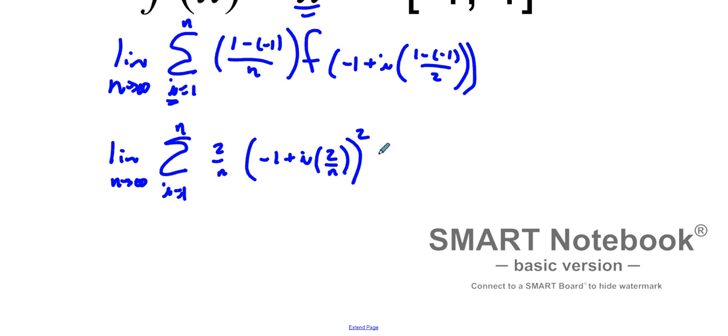Now, what would this look like for a definite integral? Well, for a definite integral, we would see this and we'd say, okay, I am finding the integral, so that would be my sigma notation. So this would actually equal the integral from -1 to 1 of x squared dx.